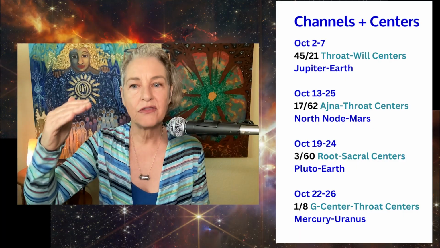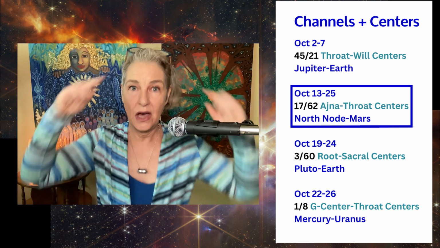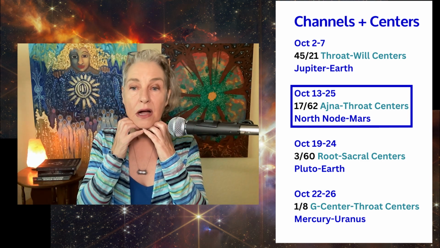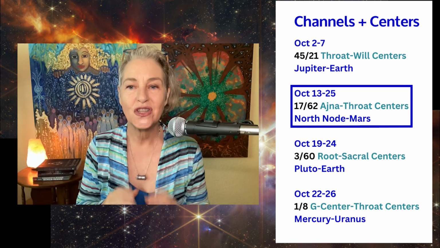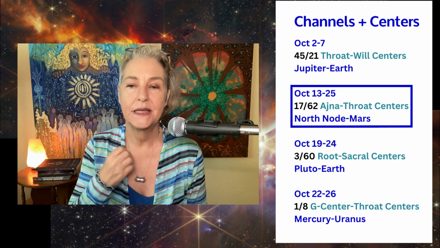So that's going to be true for each one of these. For October 13th through the 15th, we're going to have the ajna and the throat center defined because we have the North Node in the 17, and then we've got Mars in the 62. So that whole channel is going to get lit up during this time.